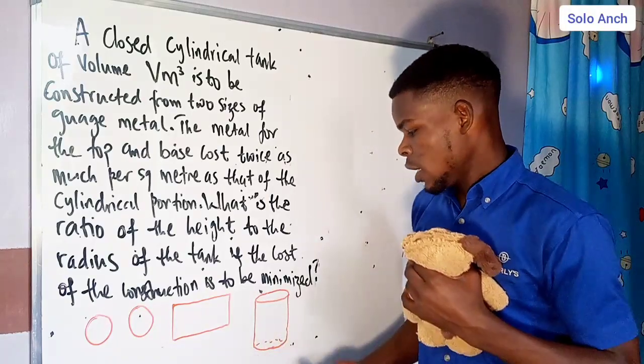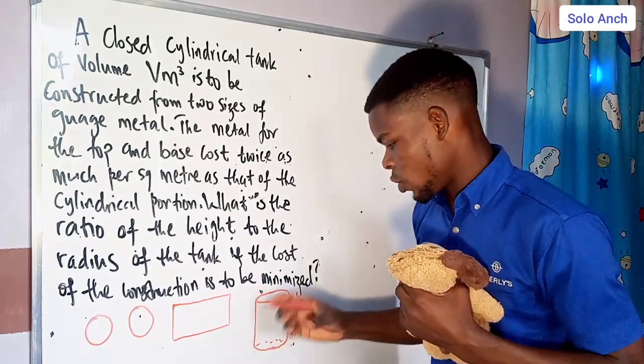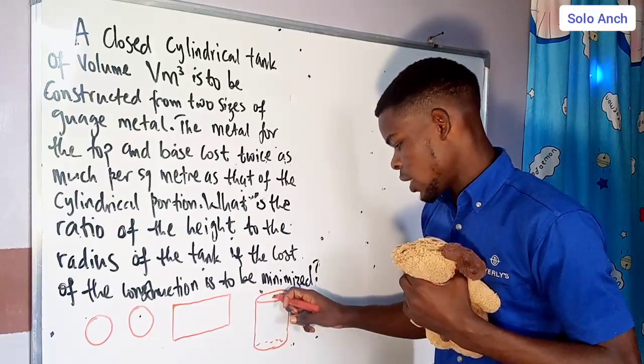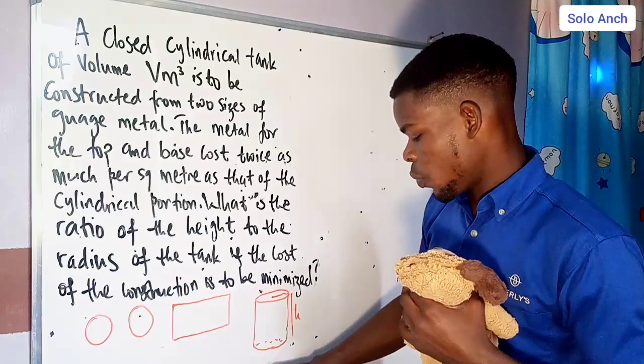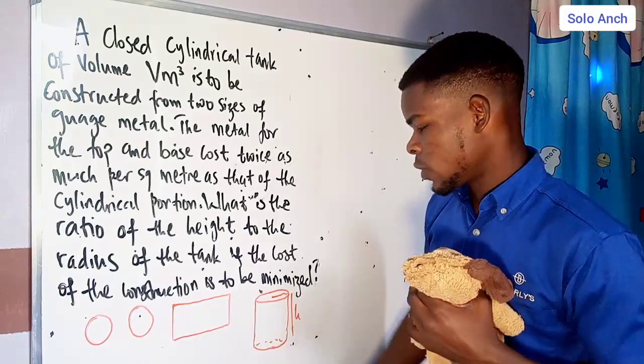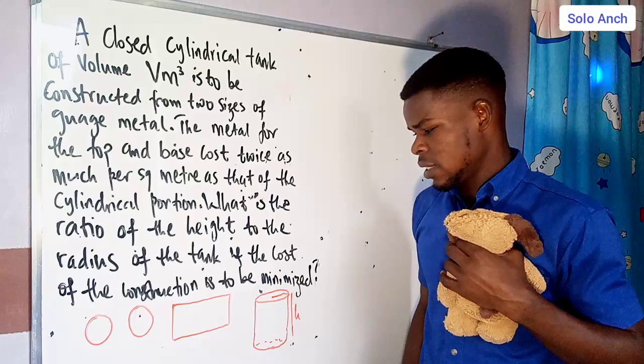Here, this is going to be the radius of the circle, denoted as r, and then the height denoted as h. We are going to use r and h to represent the radius and the height respectively. So that is it for that.